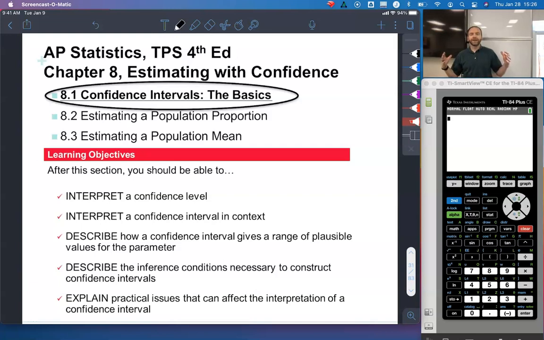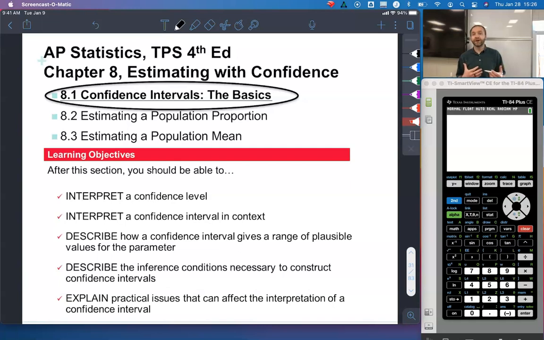Hey, Mr. Rainsberg here, and I'm going to be starting you off in Chapter 8, which is Estimating with Confidence. In this lesson, we're looking at 8.1, which is the basics of confidence intervals. And we're going to be discussing these 5 different learning objectives for today.